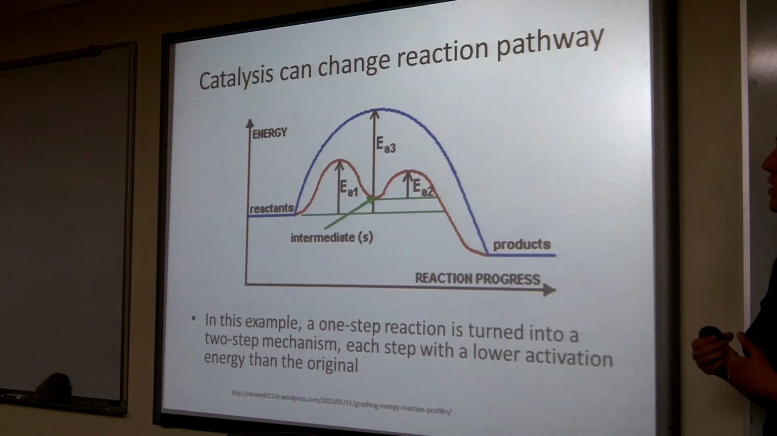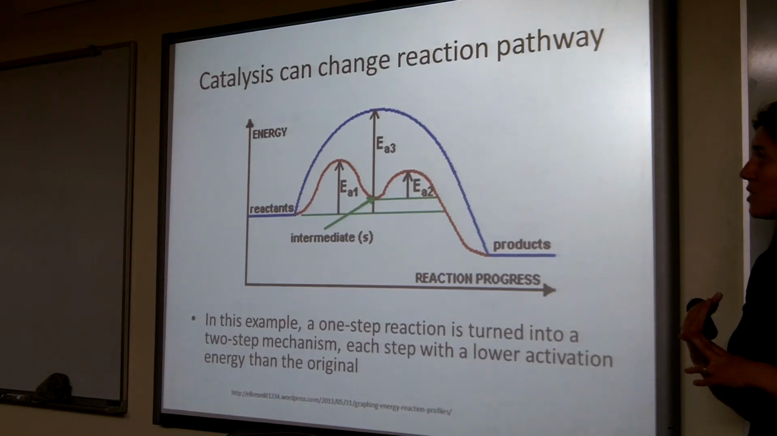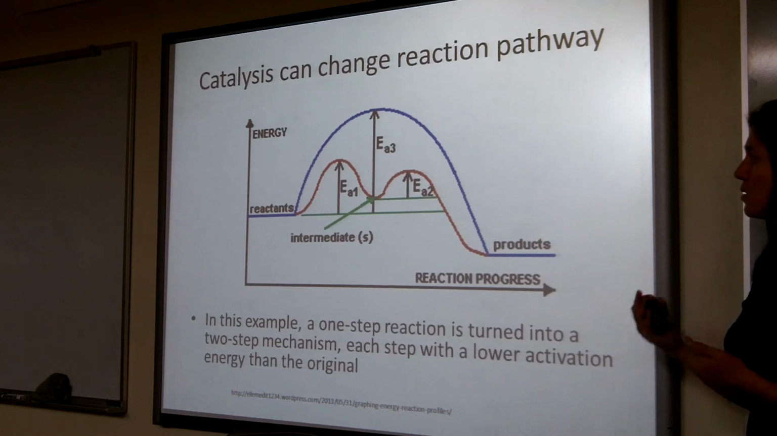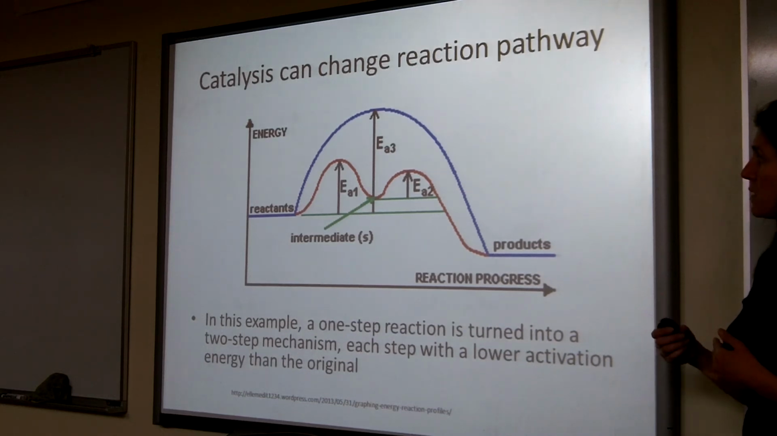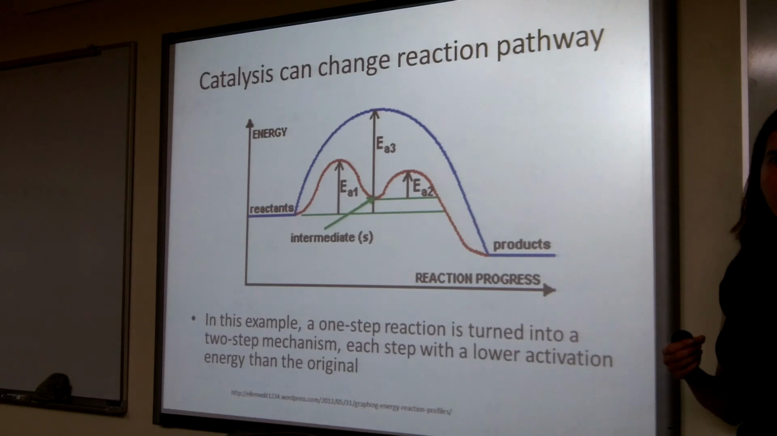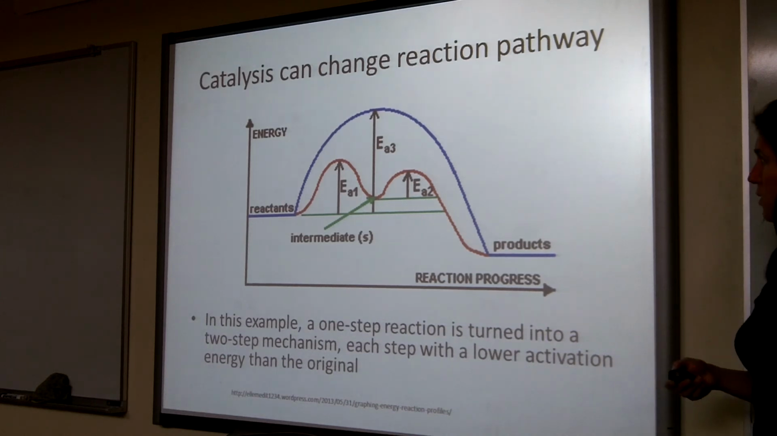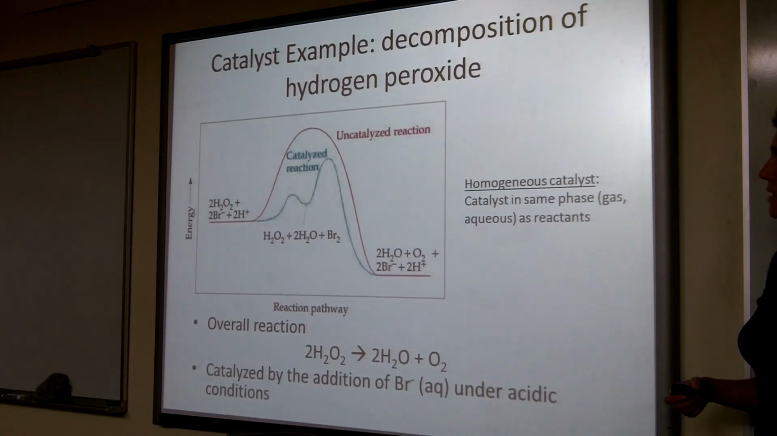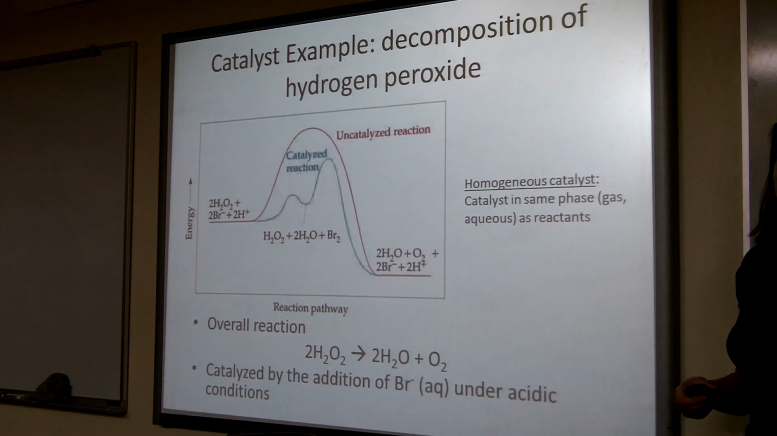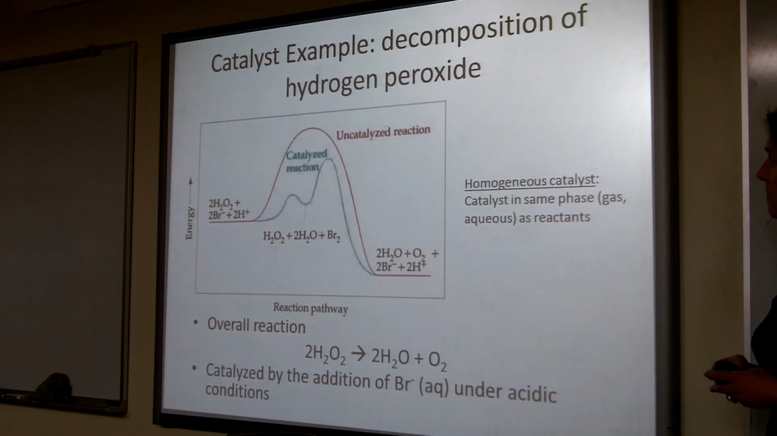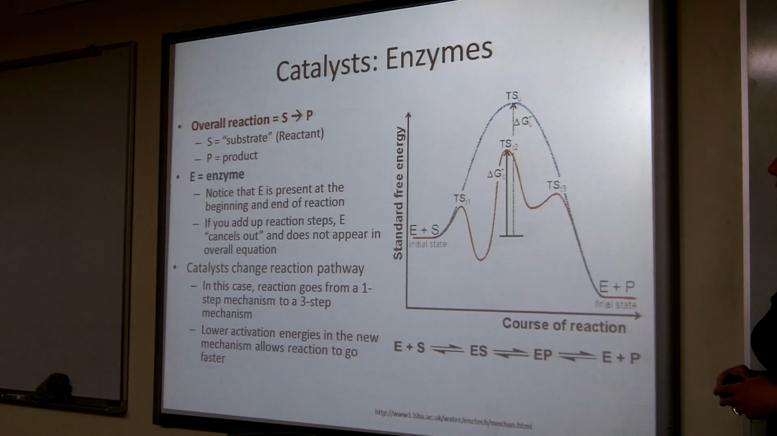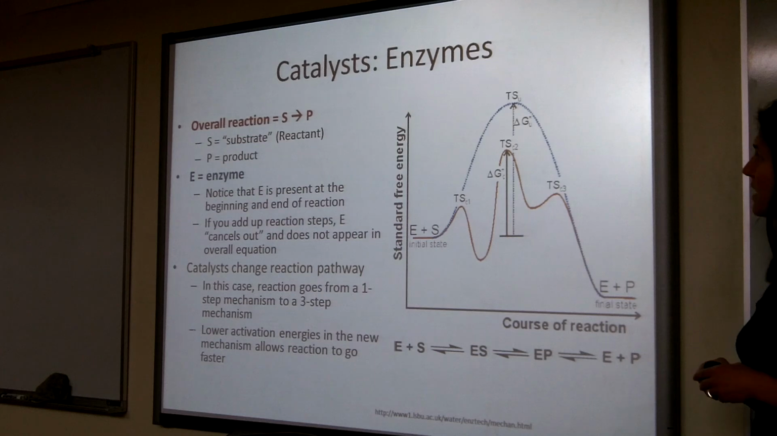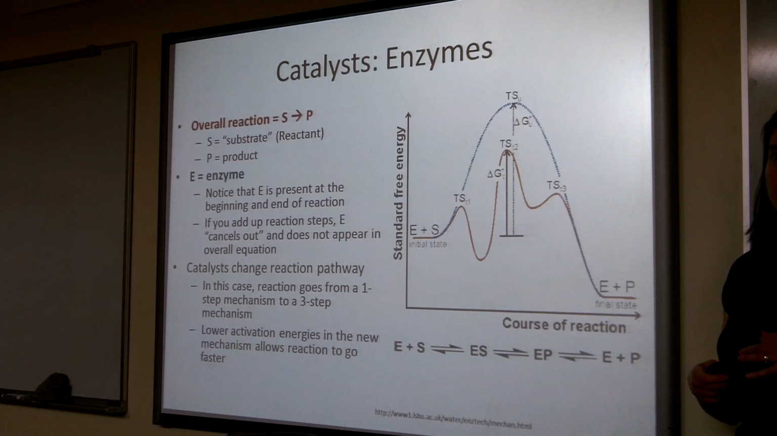And again, catalysts can change the reaction pathway as well. They might change a one-step reaction to a two-step reaction. And notice on this two-step reaction, both of the steps have lower activation energies than my original reaction, so they will occur faster than my original. Here's another example of that, showing a catalyzed versus uncatalyzed reaction, where you're changing it from a one-step to a two-step reaction. And then here's yet another one, involving an enzyme. So the key thing is catalysts speed up reactions by lowering the activation energy required to get the reaction going.